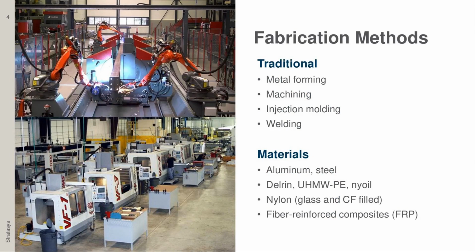Now, let's take a look at the state of tooling today. For those of you that work in the manufacturing sector, this is nothing new, but a lot of it revolves around subtractive manufacturing: your CNC machining, a lot of metal forming, in many cases injection molding, and a lot of welding. And the most common materials that you'll see are, it's nothing new: aluminum, steel, Delrin, ultra high molecular weight polyethylene, nylon, which can have glass or carbon fiber reinforcement. And in many cases, for specific industries, you'll have fiber reinforced composites as well.